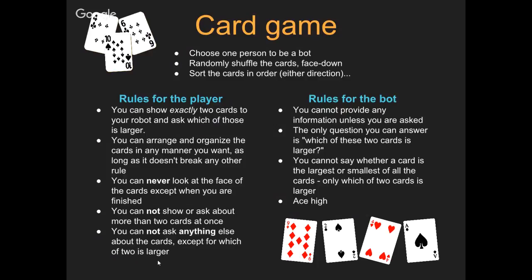You'll take turns being the player and the bot. So one person will have a chance to be the player first and the other the bot, and then you'll swap so that the bot becomes the player and the player becomes the bot. And hopefully by the end of it, you'll have developed a strategy to sort these cards without ever having to look at them. I'll leave these rules up, but when you're ready to begin, feel free.